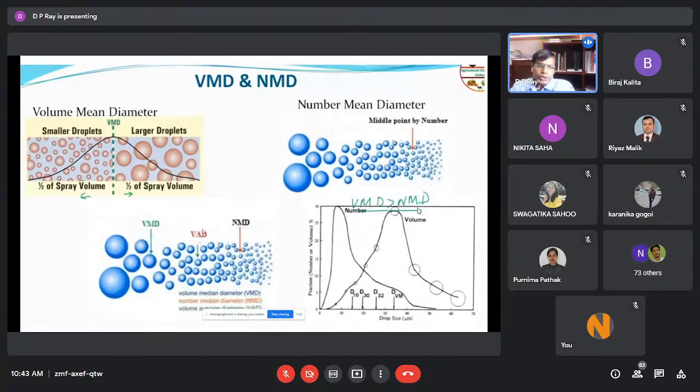These two parameters are also important: the volume mean diameter and the number mean diameter. Sometimes you will be wondering what that is. If we arrange the droplets into larger and smaller droplets in two parts, half the spray volume in smaller droplets and half the spray volume in larger droplets, the diameter that comes in between is the volume mean diameter. Again, if we arrange the droplets according to size, bigger to smaller, where the median point comes, the middle point shows the number mean diameter. And always the VMD is more than the NMD.